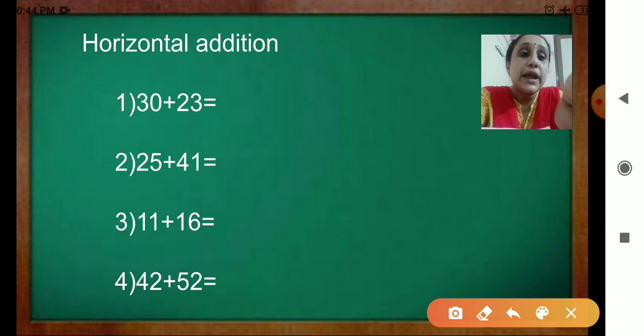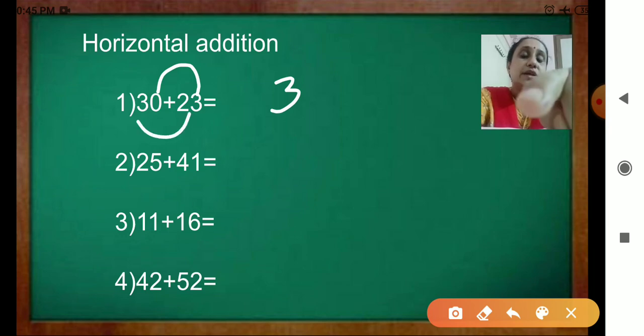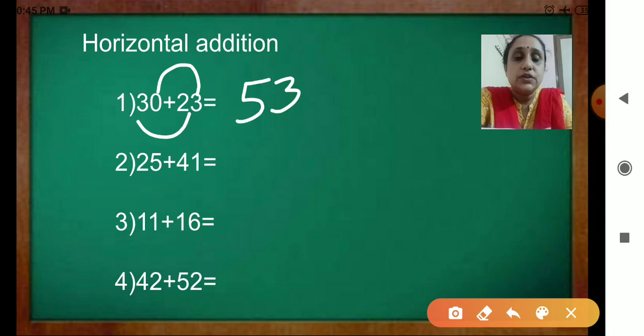So first you will add the ones place. See, 0 plus 3, how much? 3. And 3 plus 2, 5. 53. Okay, note it down. Try to do.